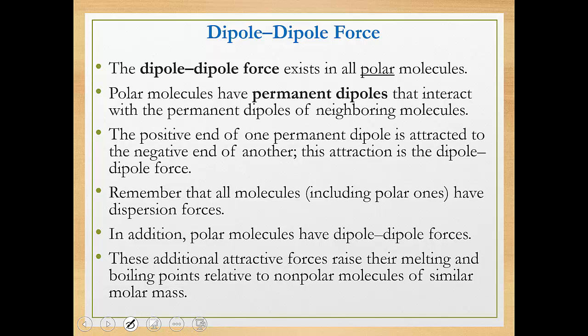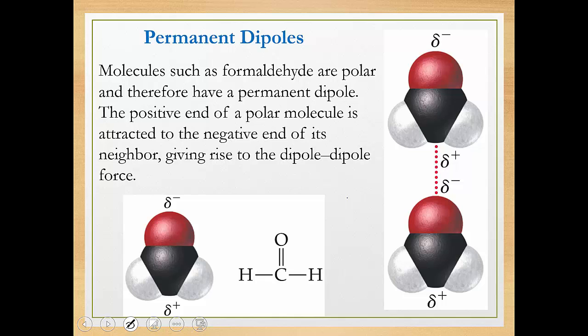Now, because they've got more forces interacting on them and a little bit stronger forces, this raises the melting point and the boiling point relative to the nonpolar molecules that we've looked at. If you look at ones that have similar molar mass, the polar ones are going to have these higher temperatures. For example, if we look at a molecule such as formaldehyde, CH2O, this is a polar molecule. We've got a partial negative with the oxygen, which has higher electronegativity, so electrons are pulled down there, and a partial positive toward the hydrogens.